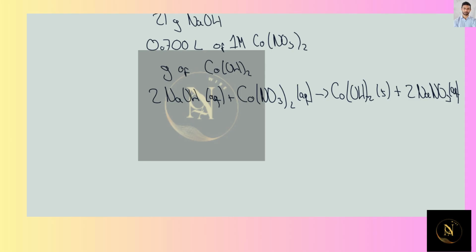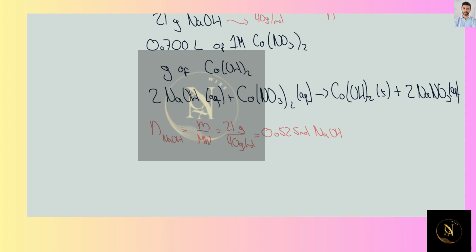limiting reagent. So for sodium hydroxide, we know that the molecular weight is going to be equal to 40 grams per mole. So the amount of mole of sodium hydroxide will be equal to the mass divided by the molecular weight. So 21 grams divided by 40 grams per mole. This is going to give us 21 over 40, something slightly above 0.5, which is 0.525 mole of sodium hydroxide.